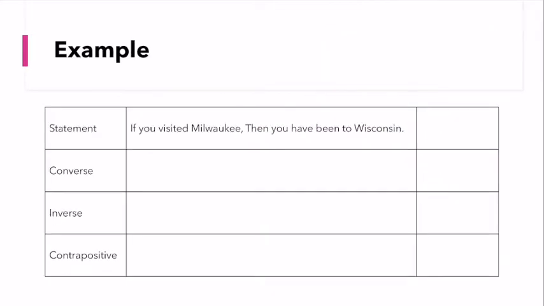So, if you have visited Milwaukee, then you have been to Wisconsin. We're going to let P be visited Milwaukee, and Q be visited Wisconsin. Okay, so this is going to be P arrow Q, because remember this arrow means if then. The converse symbolically is going to be Q implies P.